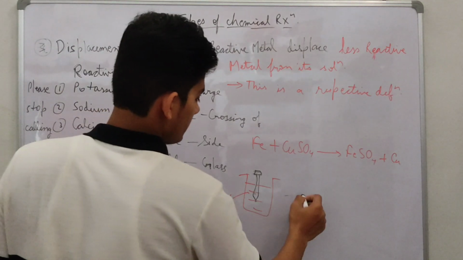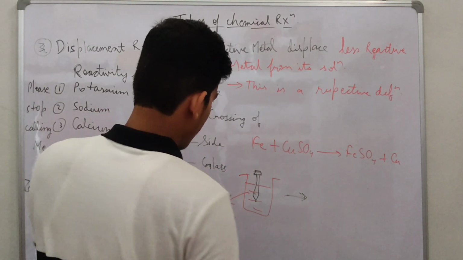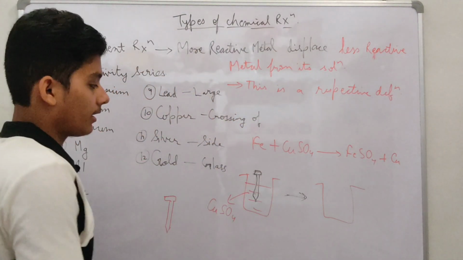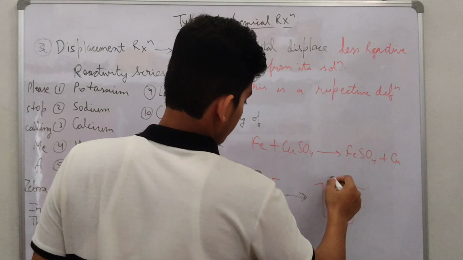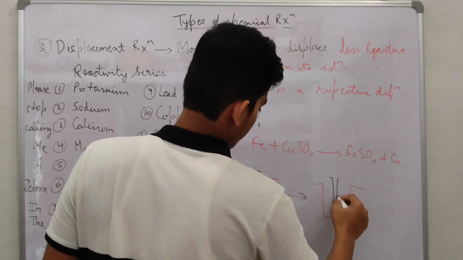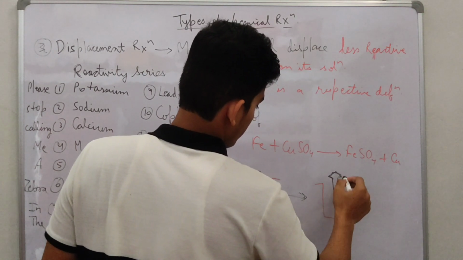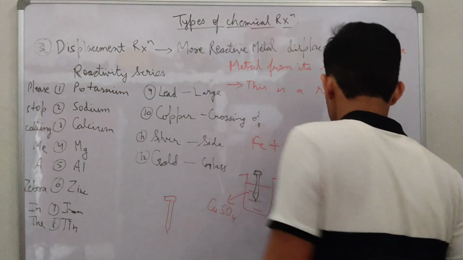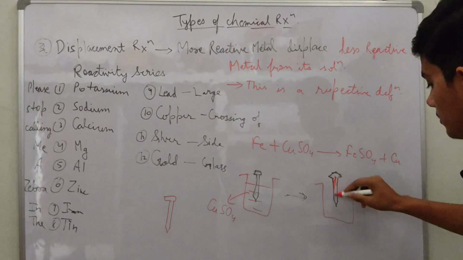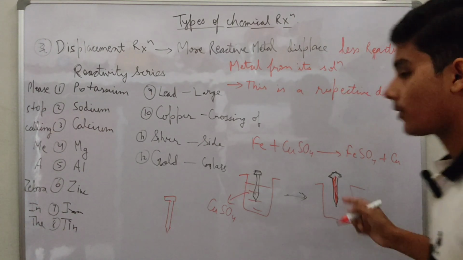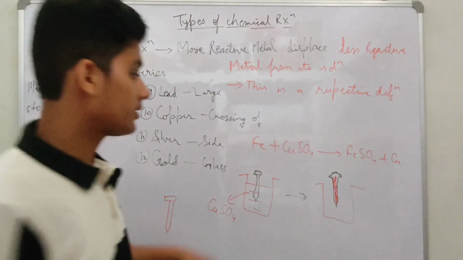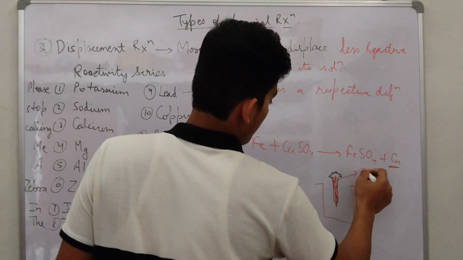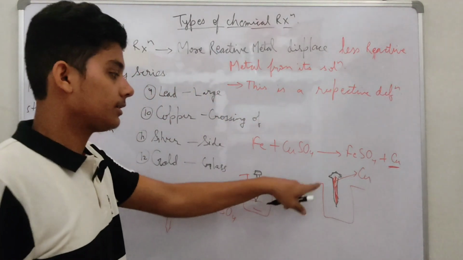After 2 or 3 days, what happens? We will see that the iron nail which was dipped in the solution becomes brownish. Why does it become brownish? It becomes brownish due to the formation of copper. You can see here there is a layer of copper found on the surface of the nail.